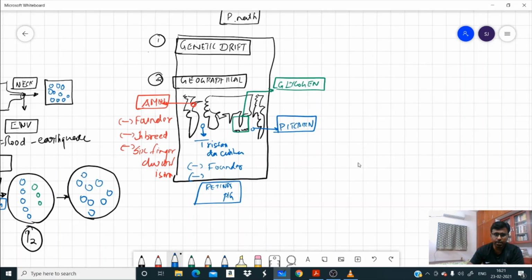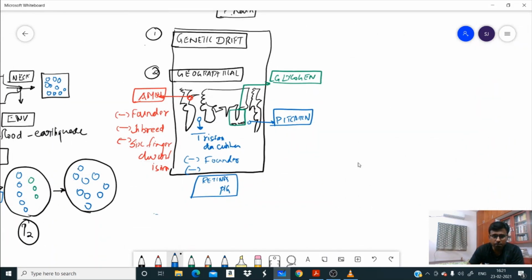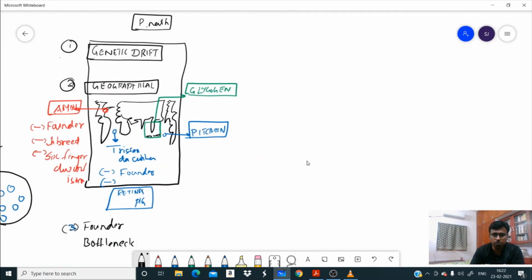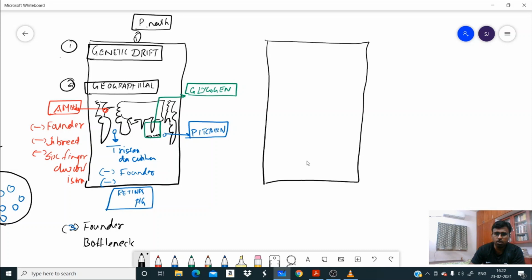And this is the second point you have to write. Third point you have to write: about the founder effect. Clearly you have to write about the founder effect, and what is the bottleneck effect. These two things you have to write. So this is the first page you have to write. Now comes the second page.